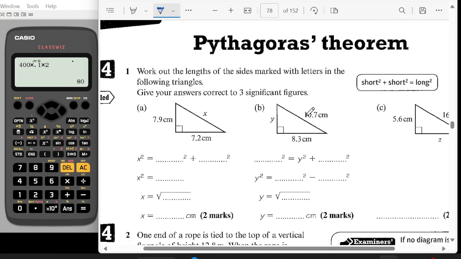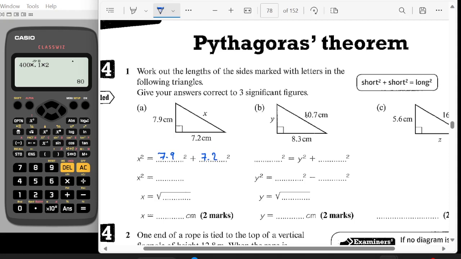Okay, so question 1: work out the length of the sides marked with the letter in the following triangles, giving your answer to 3 significant figures, which implies that we're going to be using a calculator. So I've brought my emulator up for this. Pythagoras' theorem states that the hypotenuse squared is equal to the sum of the other two sides squared. So I tend to have a habit of writing my largest side first of all, but it doesn't particularly matter. So that's going to be my first line.